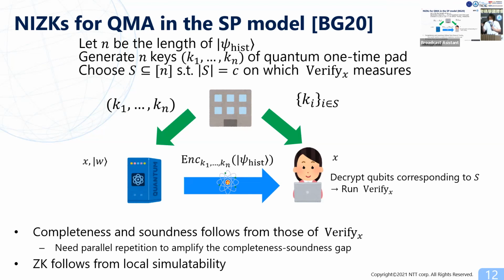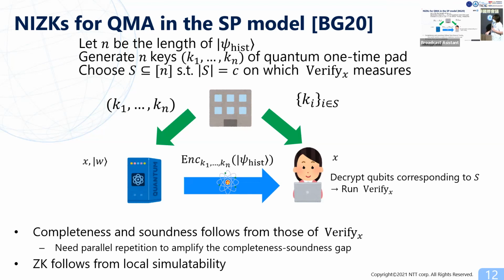Then for proving some QMA statement, the prover first generates history state corresponding to X and W, and then encrypts this history state by using the keys of the quantum one-time pad. And because the prover is encrypting a quantum state, the ciphertext is also quantum. And then the verifier decrypts the corresponding part of the history state, which corresponds to the subset S. And by recovering that part of history state, it can run the verification of the history state because the subset S is defined to be the subset on which verification has to measure the history state.